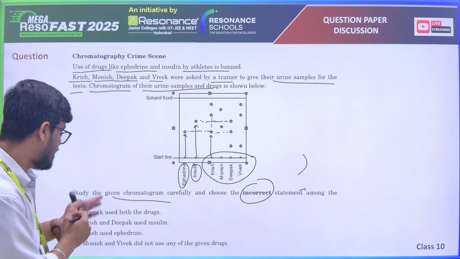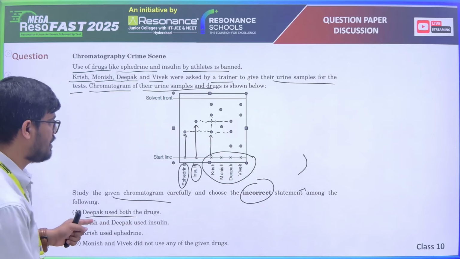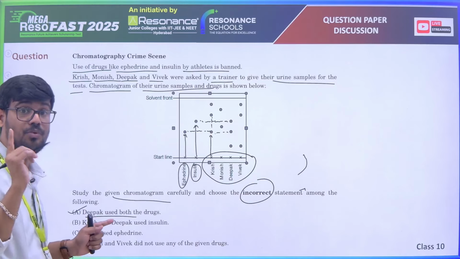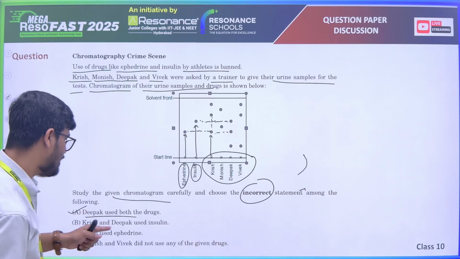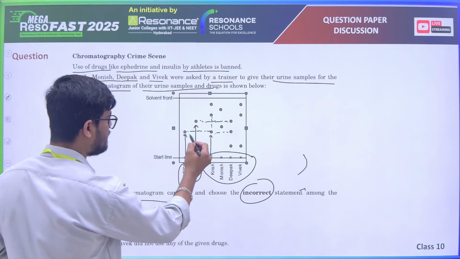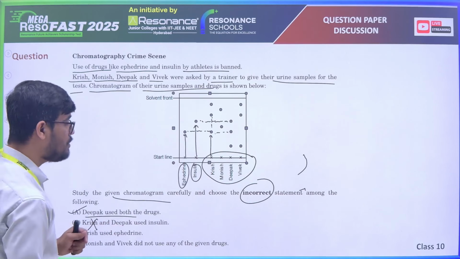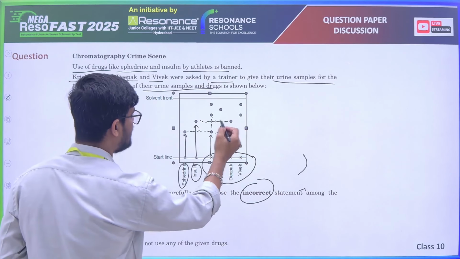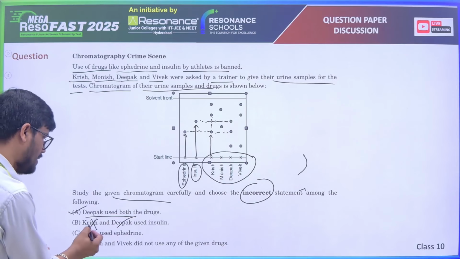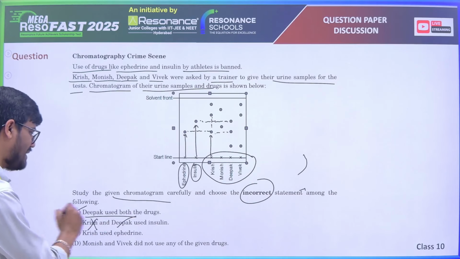Now just read these options. Deepak used both of these drugs. Yes, it is correct, right? Krish and Deepak used insulin. Krish, insulin? No, Krish used ephedrine only. So it is wrong. Deepak used insulin, yes, but since Krish did not, that entire statement will be wrong.